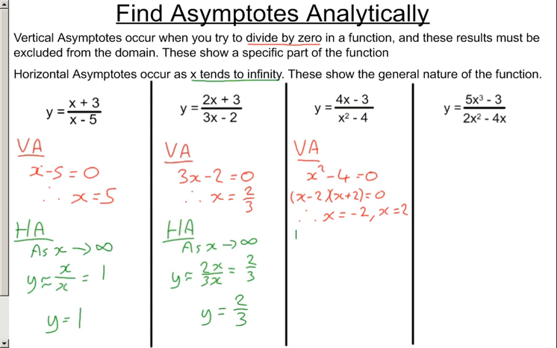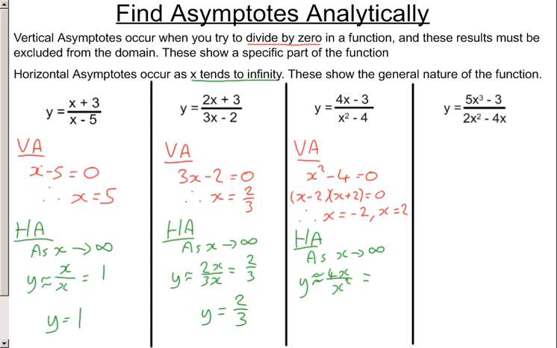Now for the horizontal asymptote, as x tends to infinity, what happens? Well, as x tends to infinity, we have y is equal to, the minus 3 is insignificant compared to the 4x, so we just get the 4x, and the minus 4 is insignificant compared to the x squared, so we just get the x squared. This should of course here be approximately equal to, really, not is equal to.